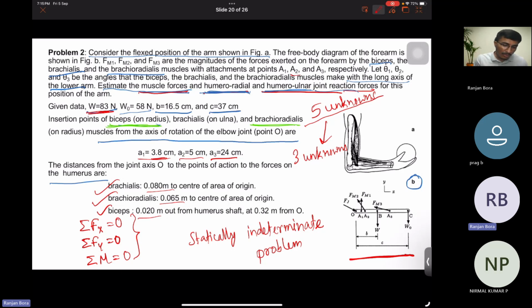And for the weight W naught, this is the weight when we hold W naught in our hand, between the two bones, radius and ulna. So when we consider the radius bone, it will not be W naught. It will be something less than W naught. We don't know the value, so we'll assume some constant, some variable. And the first thing will be to find out that weight which will be acting on the radius bone.